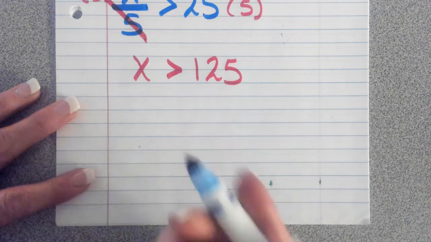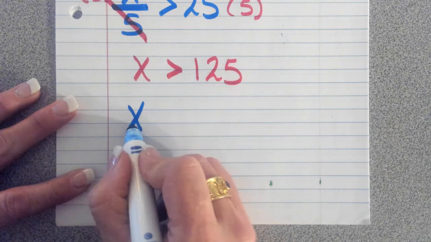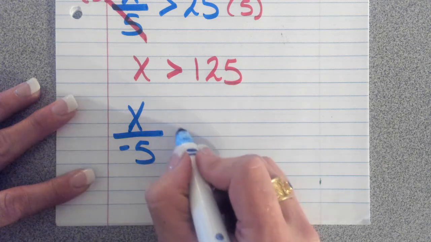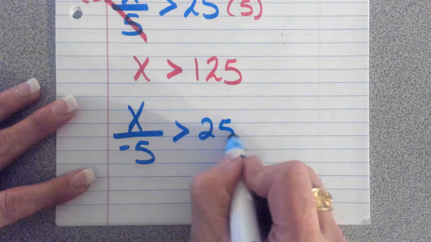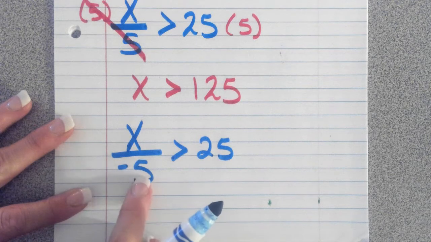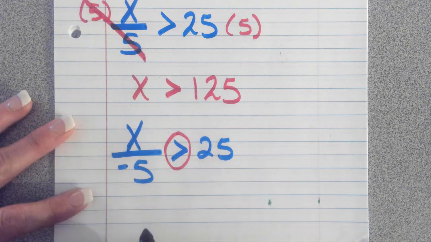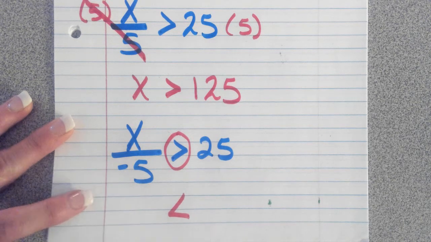We're going to do the same question, but instead of positive 5, we're going to divide by a negative 5, greater than 25. Now see, the negative 5 is over here by the variable. If it's on the same side as the variable, you're going to want to flip your inequality. Multiply or divide by a negative, flip. It's going to go the other direction.